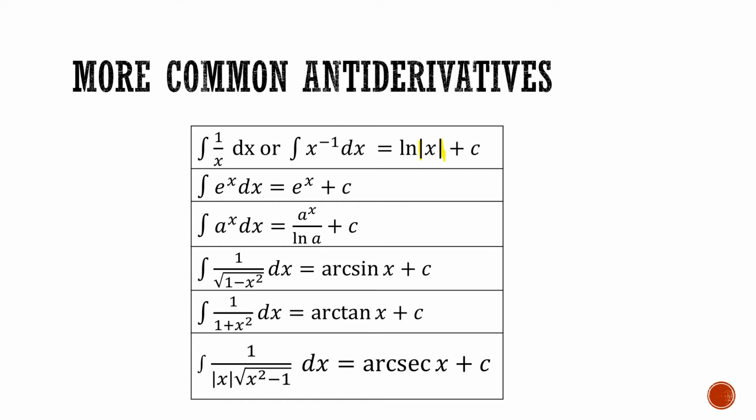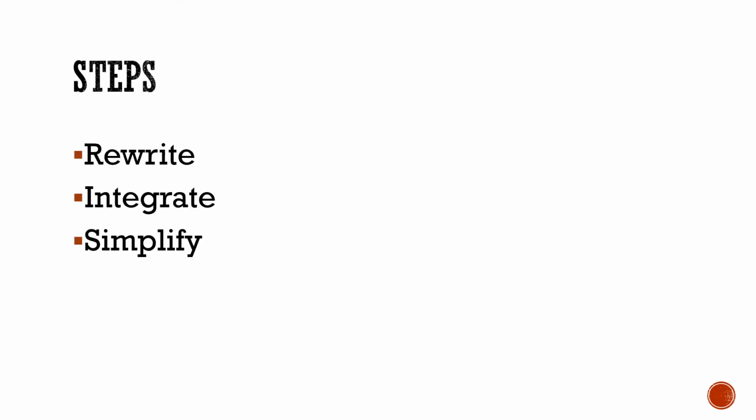You guys can read through the rest of them and write them down in your keeper. But it's pretty much you just have to recognize the derivative of the function so that you can tell what the antiderivative or the integral would be. All right, so your steps for solving these integrals: step 1 is going to be rewrite. Step 2, you're going to integrate or find the antiderivative. And then step 3, you're going to simplify it, just like we did when we did basic derivatives.